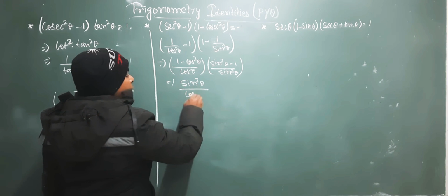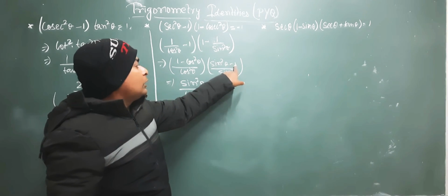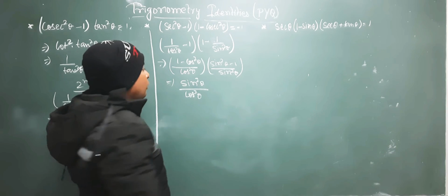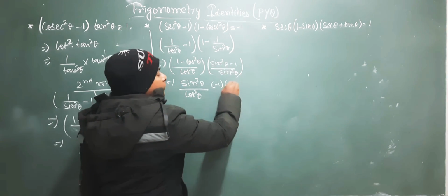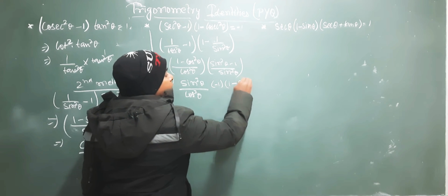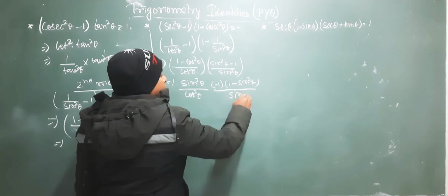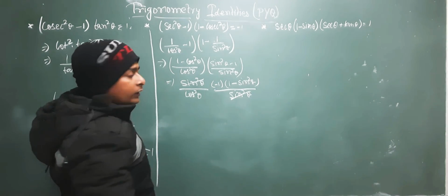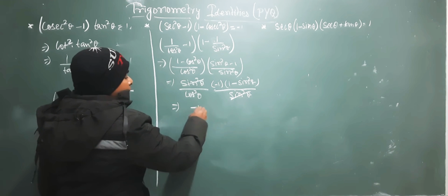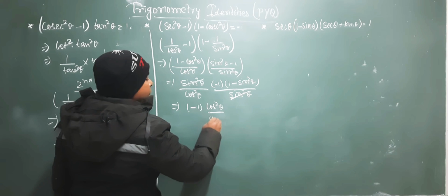Here it is cos square theta in the denominator, and sin square theta minus 1 is not a formula, so we will take minus 1 as common, and finally it can be written as minus (1 minus sin square theta) upon sin square theta. You can see it can be cancelled. 1 minus sin square theta is equal to cos square theta. Minus 1 into cos square theta upon cos square theta.